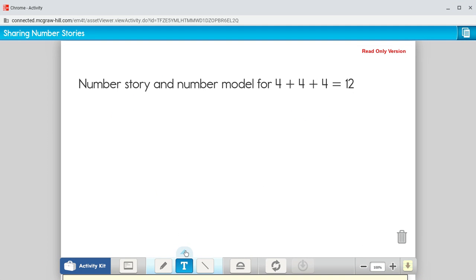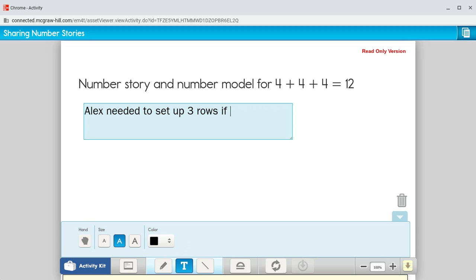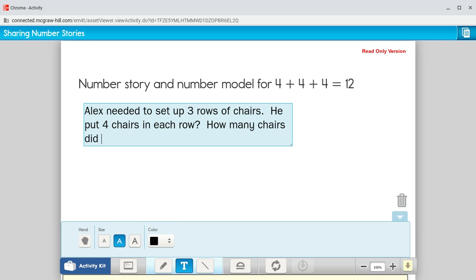Many of you probably wrote one just like the one I did before. So maybe your number story was something like Alex needed to set up 3 rows of chairs. He put 4 chairs in each row. How many chairs did Alex set up? So that would be one way we could do it.